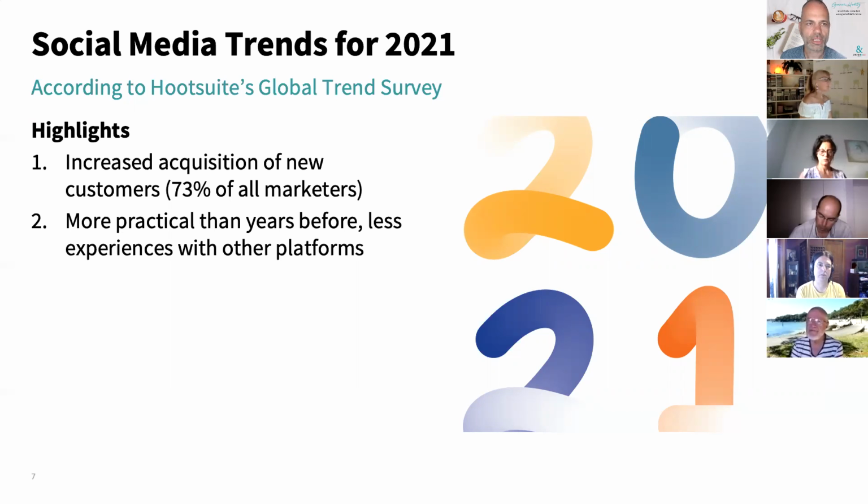The next one: social media should be more practical than before. In the year 2020, particularly when the pandemic started, many experimented with other platforms, Pinterest, Snapchat, TikTok, all of these platforms. But in the meantime, the research shows that companies and small businesses found out the best way for them to use which platform. And now is not the time to experiment anymore.